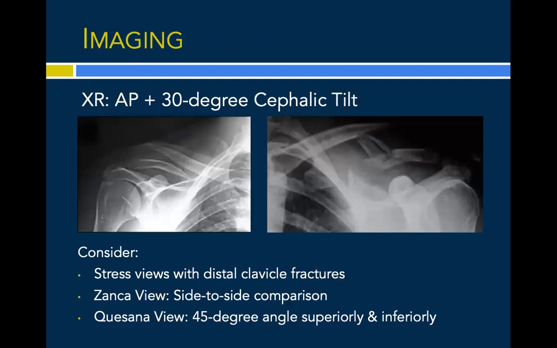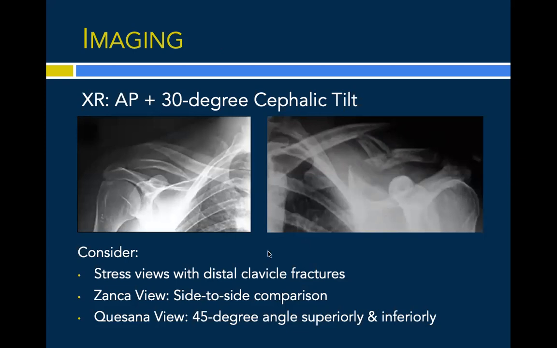In terms of imaging, you want to make sure you're getting two views, so an AP and then a 30-degree cephalic tilt. This is going to be your classic clavicle view. So for example, the image here on the right is that cephalic tilt, and you can see this central butterfly fragment really nicely that you would have missed on a straight AP view.